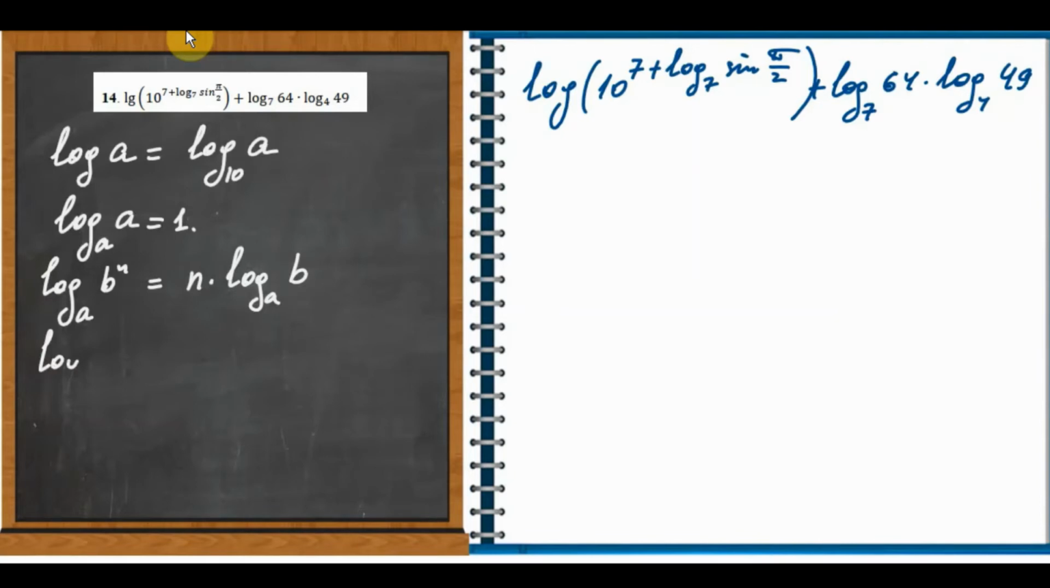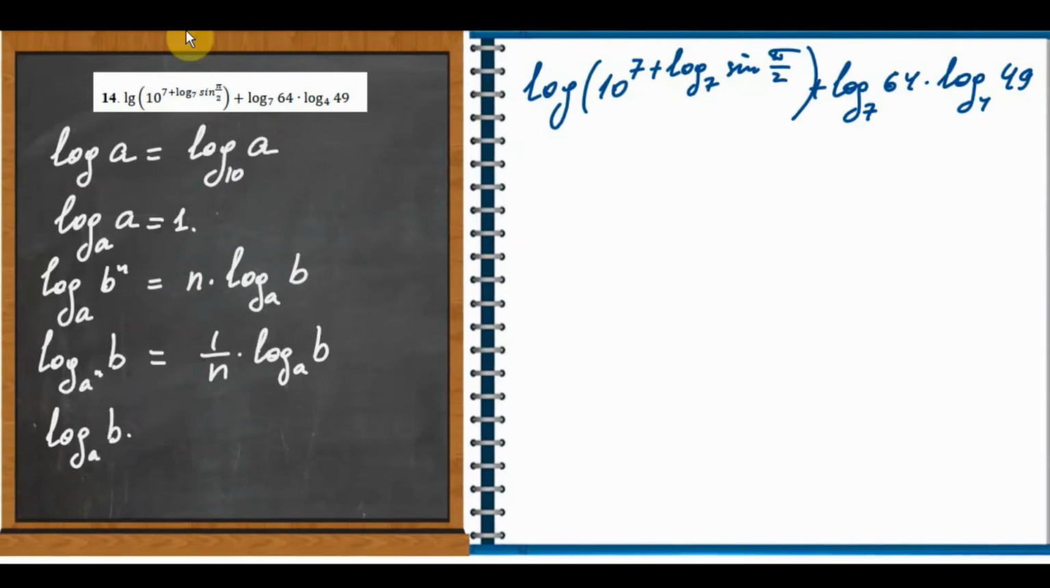Then log base a to the power of n of b equals 1 over n multiplied by log base a of b. Next one is when we have log base a of b multiplied by log base b of c equals, we can cancel b's and we'll get log base a of c. That's all, I think. Now let's continue to solve the question.